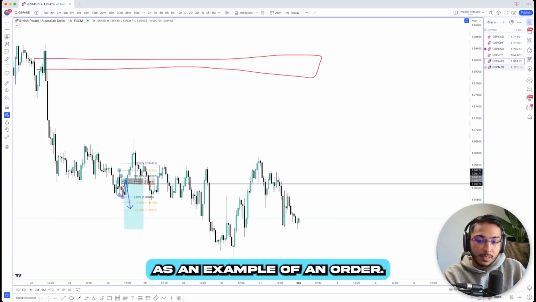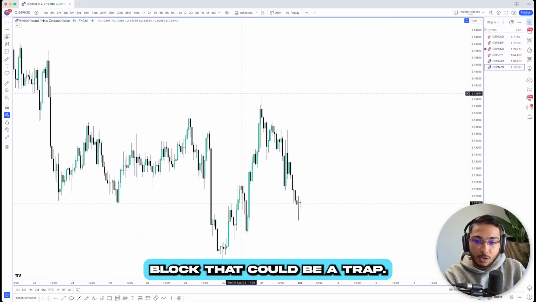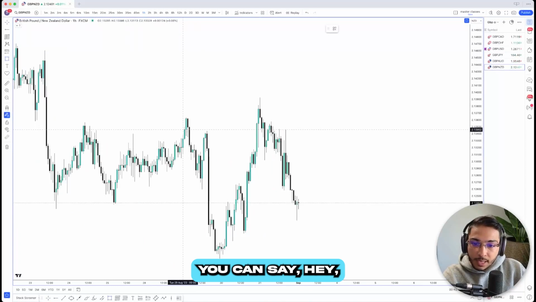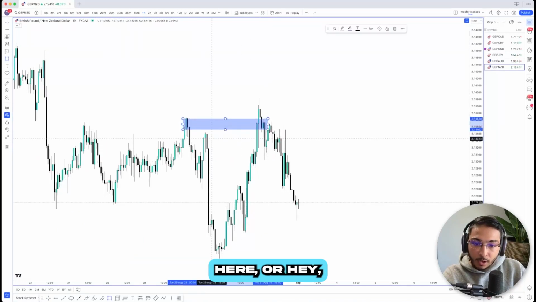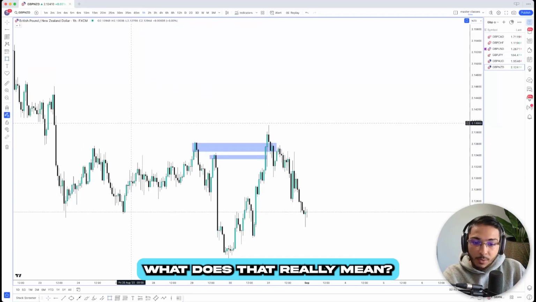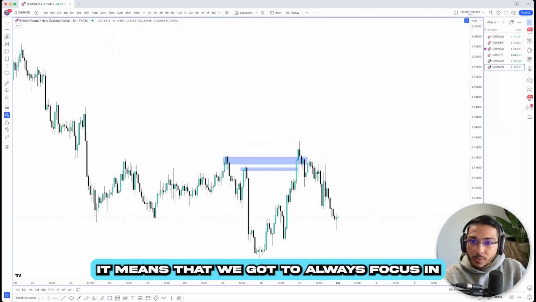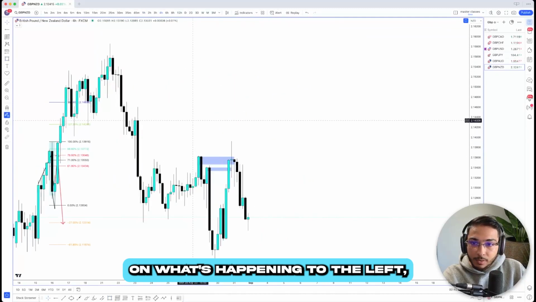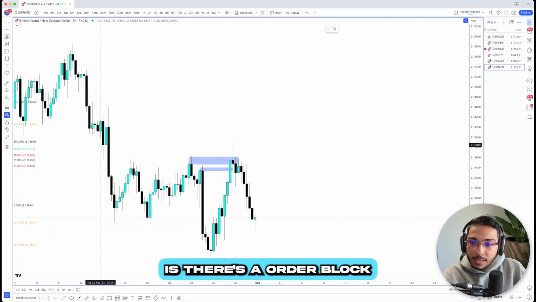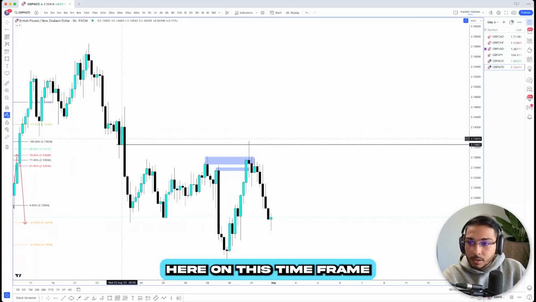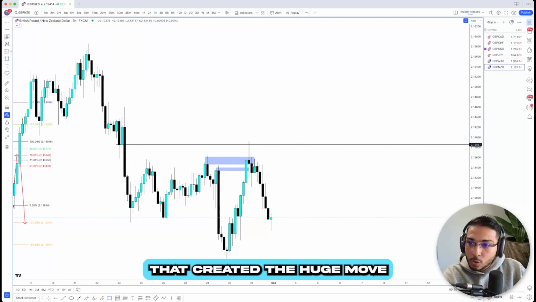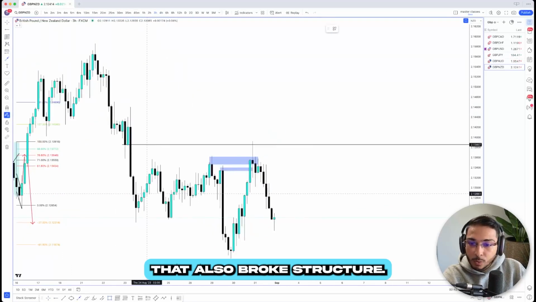So let me give you guys an example of an order block that could be a trap. Prime examples, when we're trading, you could say, hey, this looks like an order block here, or hey, even this one here. You always want to look left and trade right. What does that really mean? It means that we always have to focus on what's happening to the left, right? If we surf through all the higher time frames, what we see is there's an order block here on this time frame. Right here, we have the last candle up that created the huge move to the downside that also broke structure.